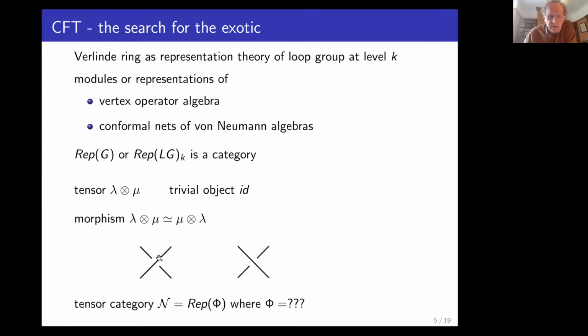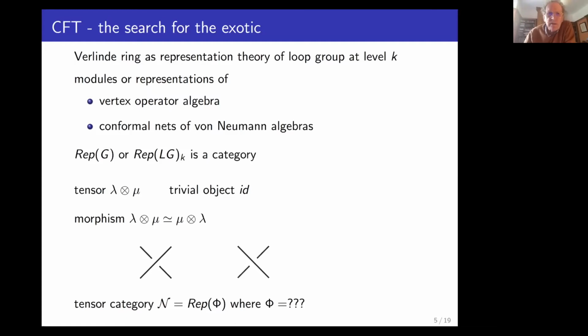So the only case where if you do this twice, you get back to what you start with for all lambda is when mu is trivial. So there's a strong notion of non-degeneracy, which is there in the loop group case, but not in the finite group case. So there's a notion then of a tensor category and modular tensor categories where you have this non-degeneracy. And then the question is whether you can represent this in terms of some underlying conformal net or vertex operator algebra.